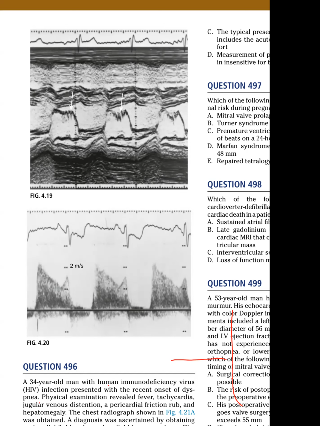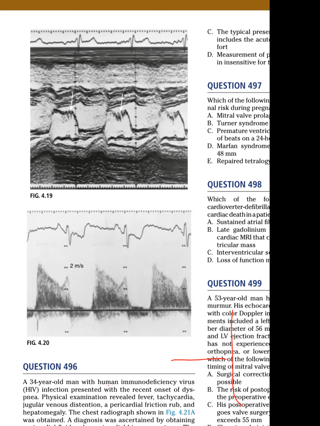If you remember, Austin Flint murmur is when you have aortic regurgitation, and during diastole, the regurgitant jet impinges on the anterior leaflet of the mitral valve, and it can mimic the murmur of mitral stenosis, a diastolic rumbling murmur. So that is what is demonstrated in M mode. From mid diastole to the end of diastole, you see that vibration. So this is what is shown.